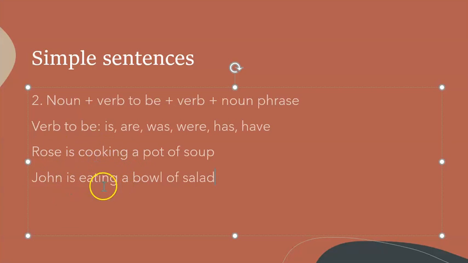So cooking and eating. Then object, what is the thing that Rose is cooking? So she's cooking a pot of soup. So a pot of soup here is the noun phrase. Okay? So similarly here, you have a bowl of salad. This is the object. What is John eating? John is eating a bowl of salad.